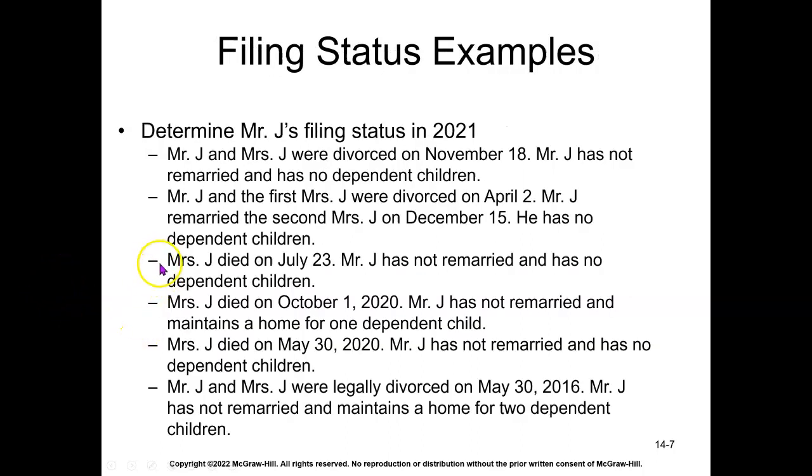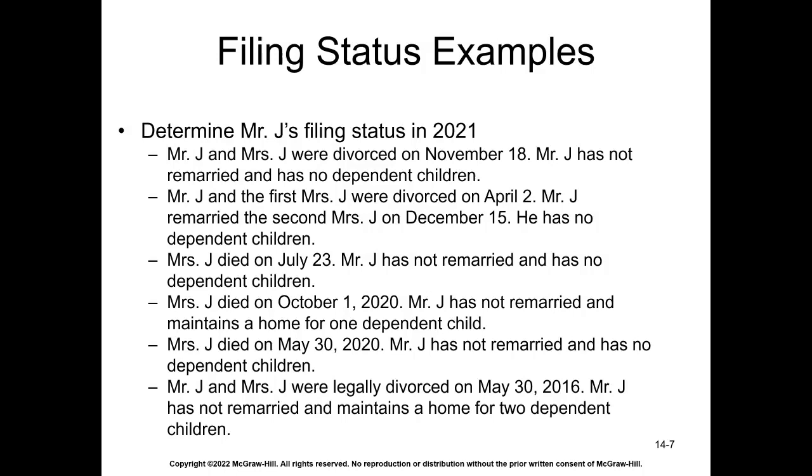Let's look at some examples here. Determine Mr. J's filing status in 2021. There's a lot of different scenarios here. Mr. J and Mrs. J were divorced on November 18th. Mr. J has not remarried and has no dependent children. So he's unmarried on the last day, has no children, looks like single to me.